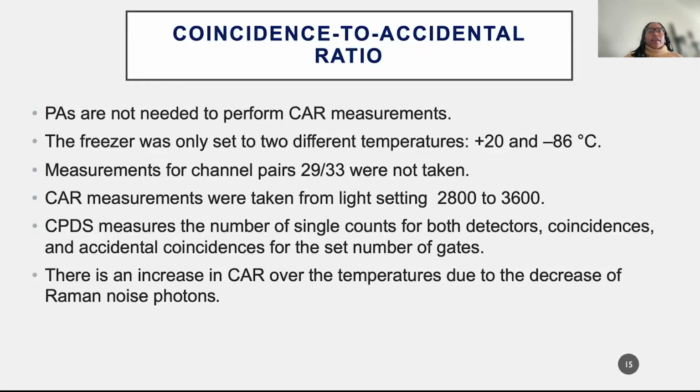The CAR power varied from 2800 to 3600, which is also lower than what we use for the tomography measurements, simply because we can perform the CAR measurements at a faster rate than we could have performed each tomography measurement. And for the CAR measurement, since we're connecting it directly to the detectors, we measure the number of singles counts for both detectors, the number of coincidences, and the accidental coincidences for a set number of gates that we manually input.